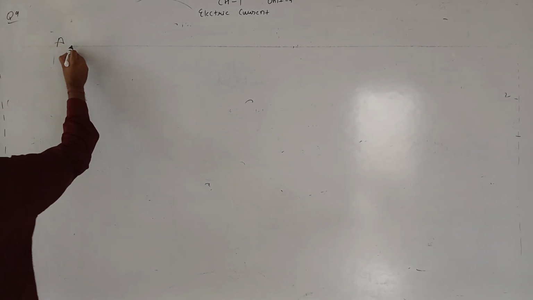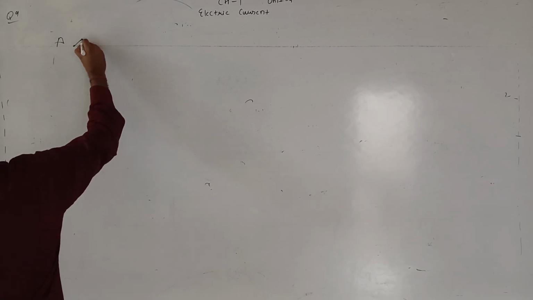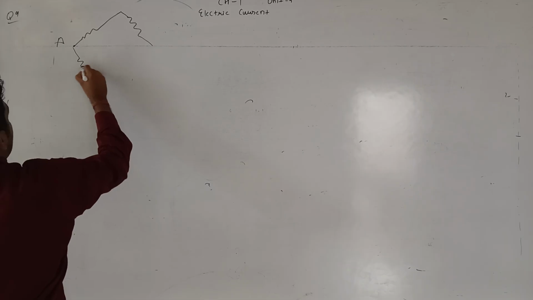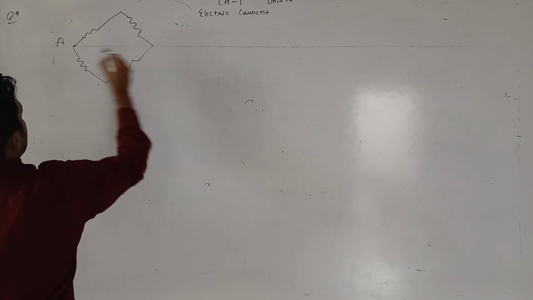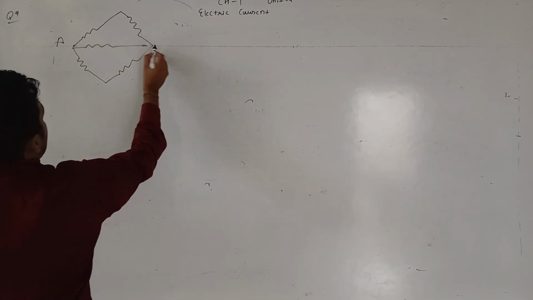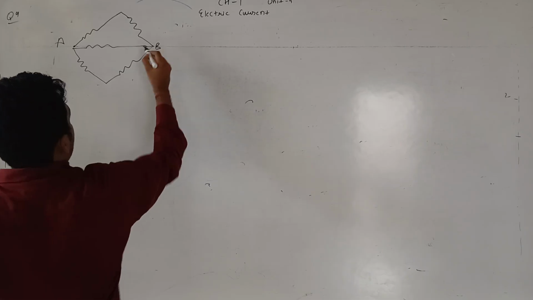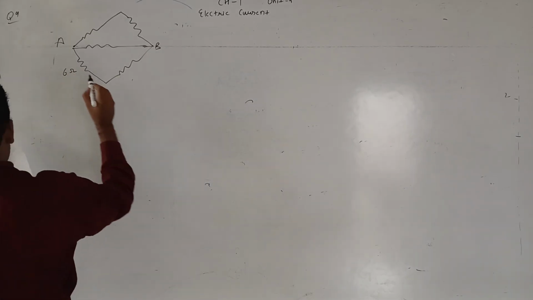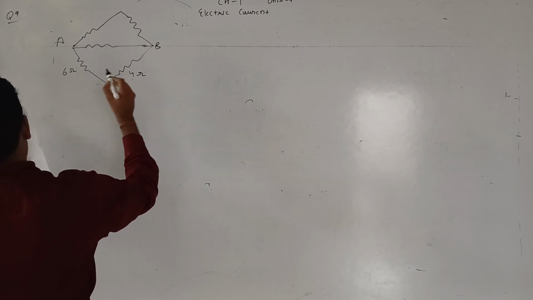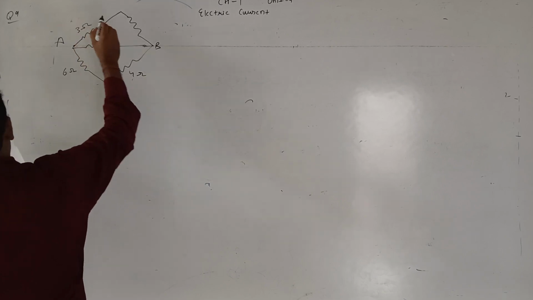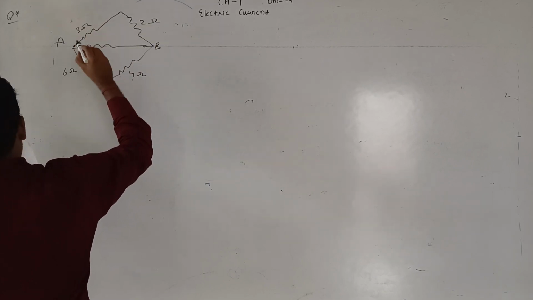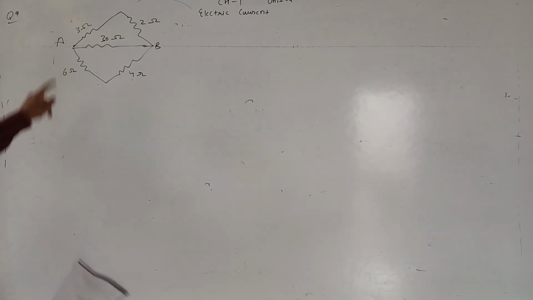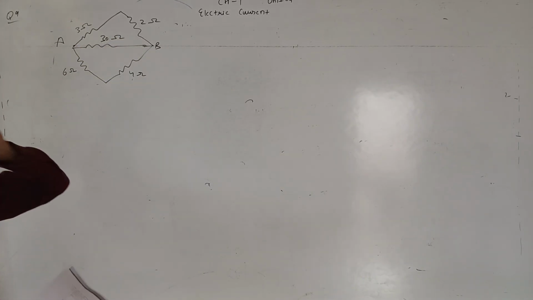So this is point A, and we have to find the equivalent resistance between point A and point B. The resistances are 6 ohm and 4 ohm, 3 ohm and 2 ohm, and this is the 30 ohm resistance. We have to find the equivalent resistance between point A and B.